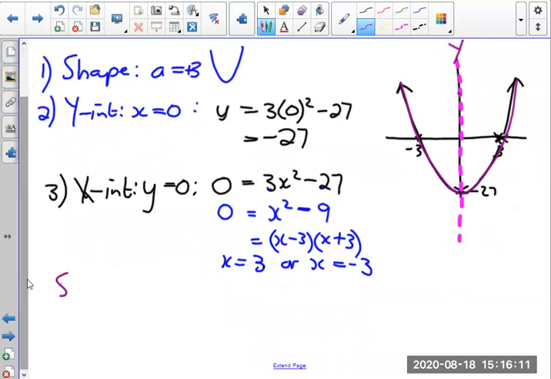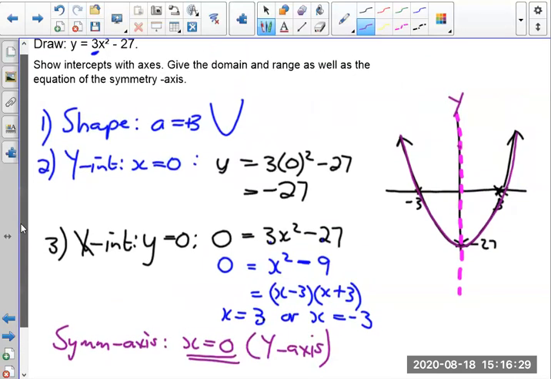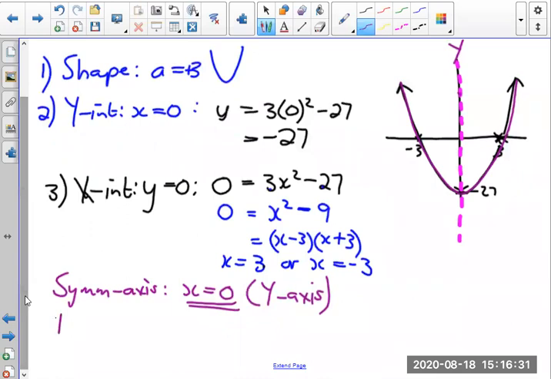So the symmetry axis is the line x equals 0, or the y-axis. But remember, if they ask for an equation, then there's the equation. An equation has an equal sign. And then they also ask the domain and the range. So domain, range, you know now that domain means x values and the range means y values.